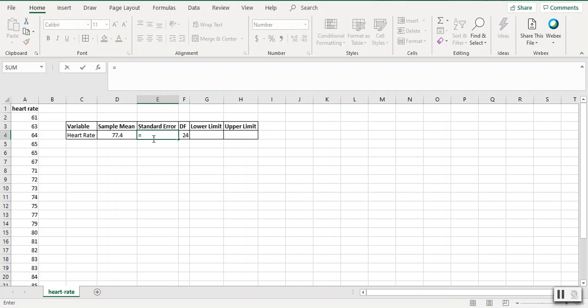But to get the standard error, let's do it like this. We're going to do equals standard deviation. We're going to do the same thing, A2 through A26. Now if I hit enter, this is only going to give me the standard deviation.